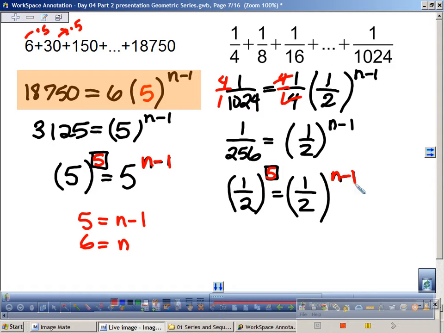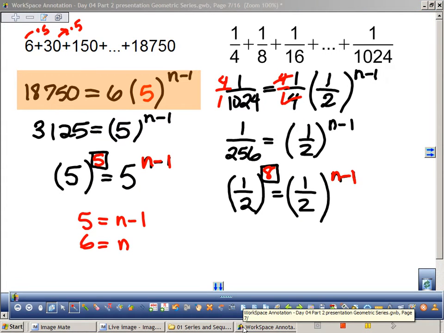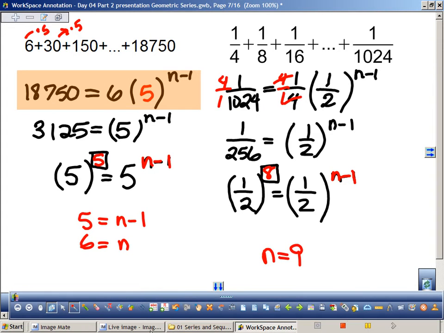All right. So if these are common bases, then my exponents are equal. Oh, thank you. Thank you, thank you, thank you. I don't know why I'm stuck on 5. You guys are awesome. Okay. 8, thank you. So if 1/2 is equal to 1/2, then 8 is equal to n minus 1, so n must be 9.